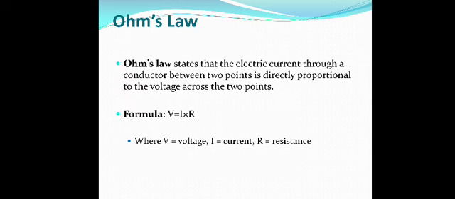Next, coming to Ohm's law. Ohm's law states that the electric current through a conductor between 2 points is directly proportional to the voltage across the 2 points. That means V is directly proportional to I. We can write the formula for Ohm's law as V is equal to I into R, where V is equal to voltage, I is equal to current, and R is equal to resistance.